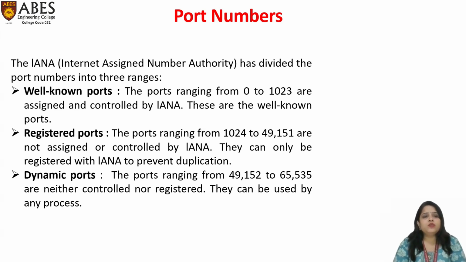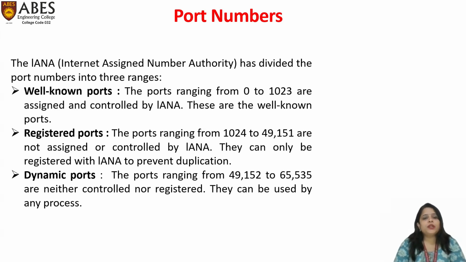According to IANA, the Internet Assigned Numbers Authority, the available port number range is divided into three categories. The first category is well-known port numbers. These port numbers, ranging from 0 to 1023, are assigned and controlled by IANA. For example, if I want to access google.com or any other web page, we use port number 80, because port number 80 is a well-known port number for accessing any web page on the internet.